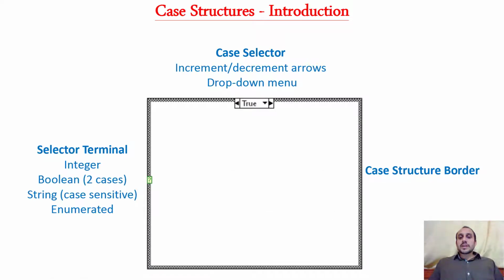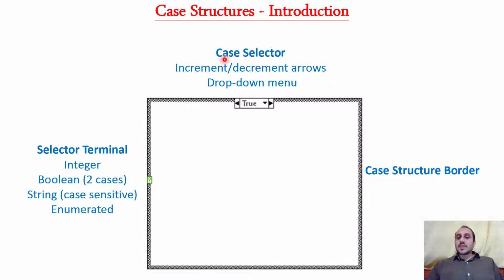This is how a case structure looks. We have three elements of a case structure. Number one is the case structure border. This is the same as the loop border. Basically, this loop border defines the area in which you have to write the code which needs to be executed. This is the whole area which you are provided with in order to write your code.